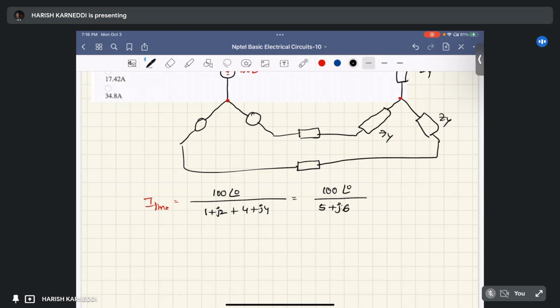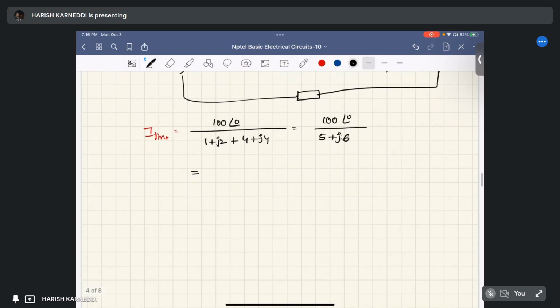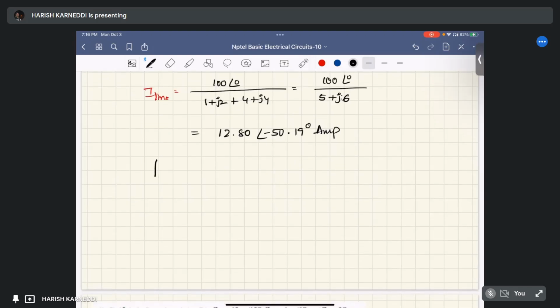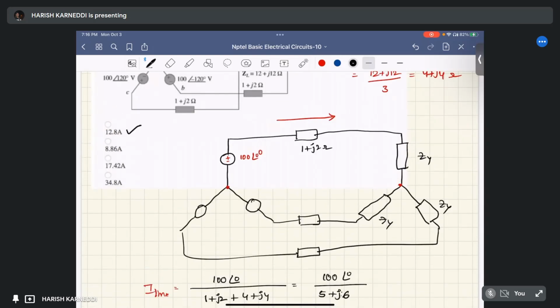J6 ohm. What is the equivalent of 100 by 5 plus 6J, which is equal to 12.80 at an angle of minus 50.19 degree amperes. However, here we need only the magnitude. So, I line magnitude equal to only 12.80 amperes, which is option A.